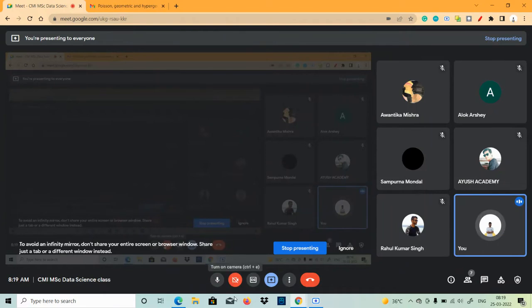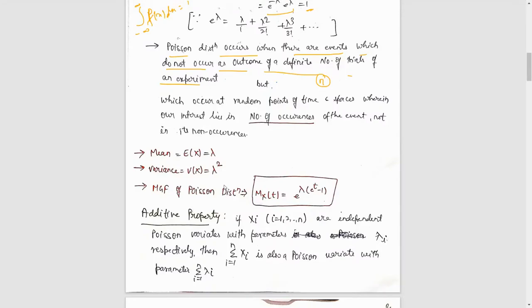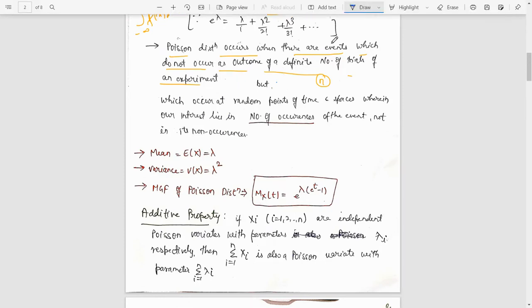In Poisson distributions, there are events which do not occur as outcome of a finite number of trials. What this means is that in binomial distribution, we were trying to replicate our experiment, repeating it n number of times, and we had the probability of success p defined. This type of thing actually does not happen with the Poisson distribution. So what is the real case? It occurs at a random point of time or space wherein our interest lies in the number of occurrences of the event.